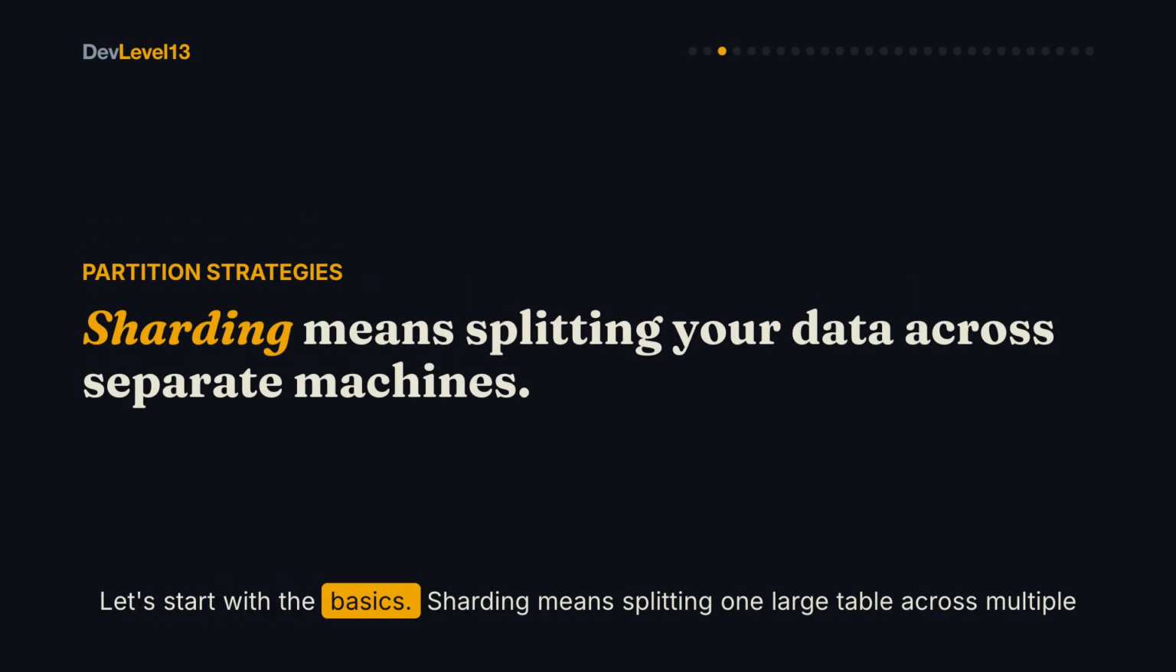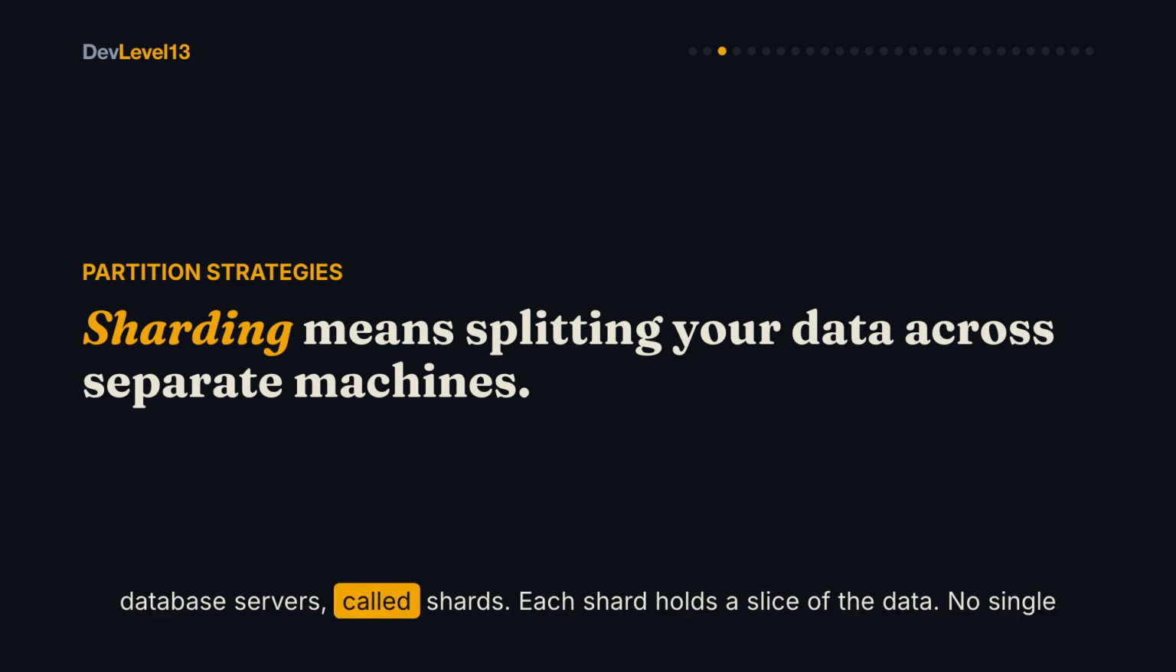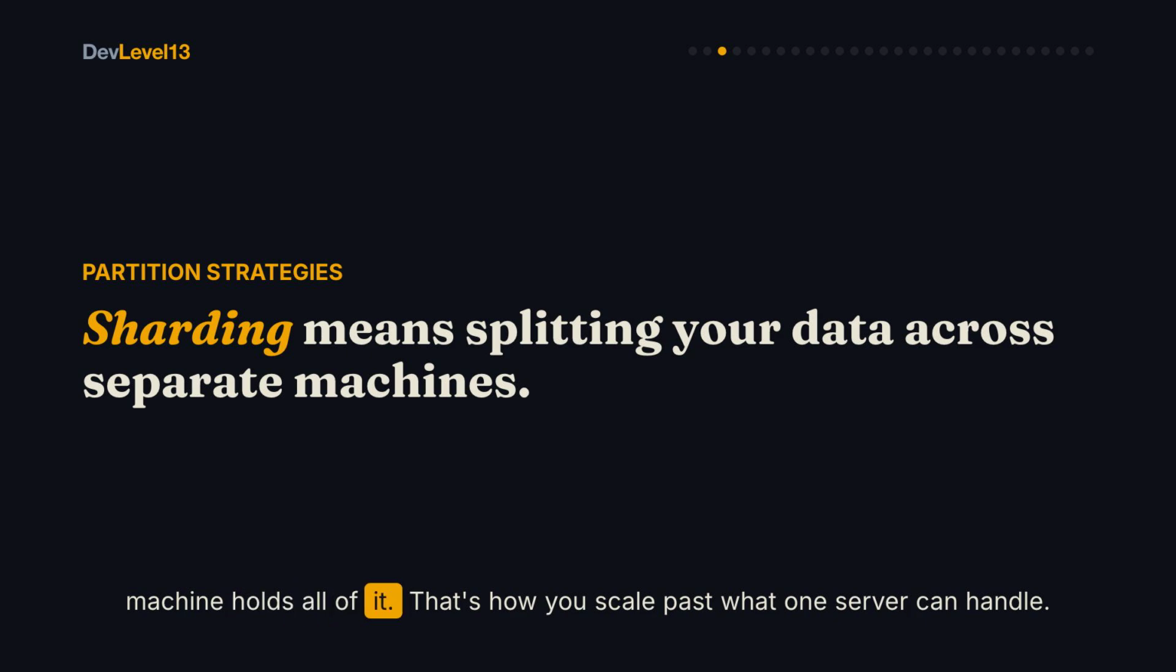Let's start with the basics. Sharding means splitting one large table across multiple database servers, called shards. Each shard holds a slice of the data. No single machine holds all of it. That's how you scale past what one server can handle.